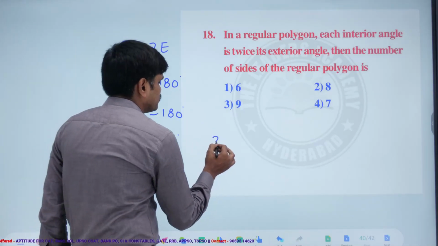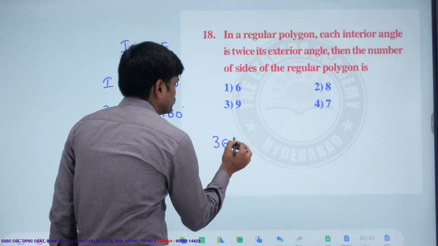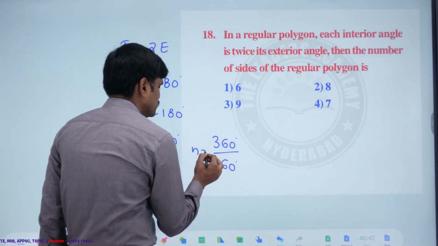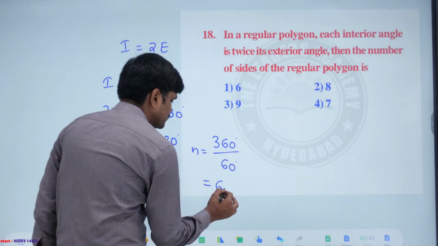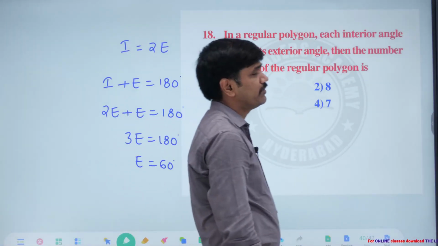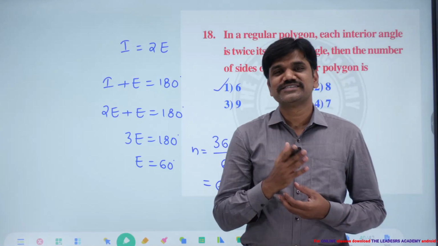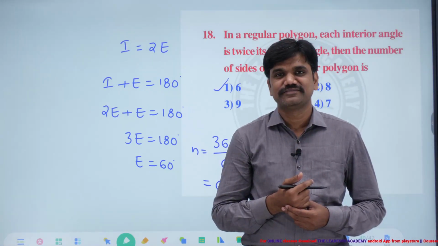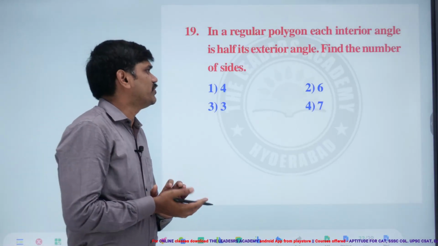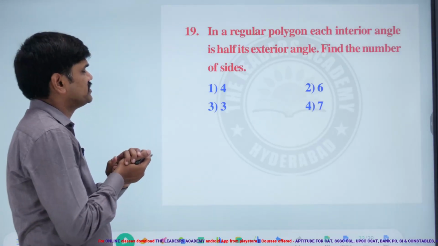The number of sides is what? 360 degrees divided by the exterior angle will give you the number of sides. That will give you how much? 6. Hence the number of sides in that regular polygon will be 6. Next, go to problem number 19. In a regular polygon, each interior angle is half its exterior angle.